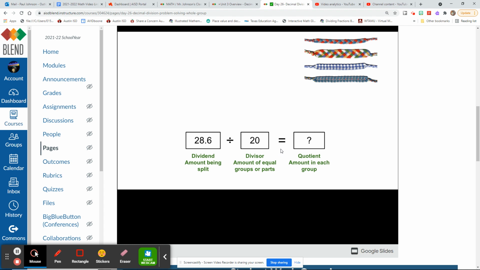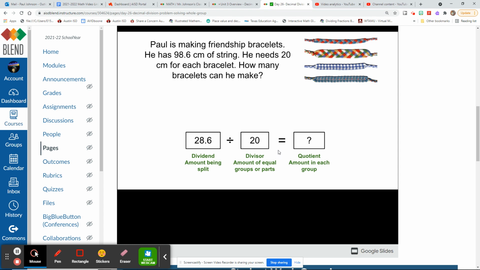All right. So the next one, Paul is making friendship bracelets. He has 98 and 6/10 centimeters of string. He needs 20 centimeters for each bracelet. How many bracelets can he make?